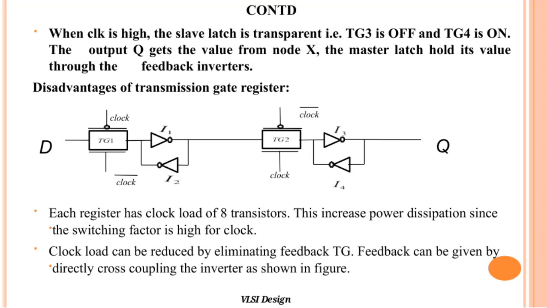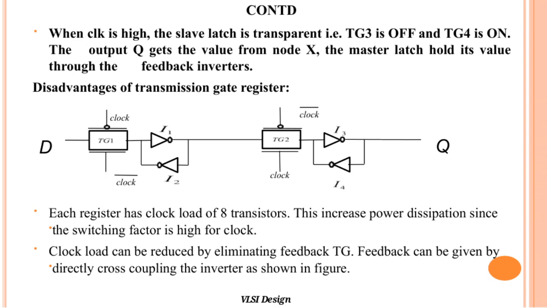When the clock signal is high, the slave latch becomes transparent. This means that TG3 turns off and TG4 turns on, allowing the output Q to take the value from node X. Meanwhile, the master latch maintains its value through feedback inverters, ensuring data stability when the clock is low. Now, one key disadvantage of the transmission gate register is that each register contributes a clock load equivalent to 8 transistors. This can significantly increase power dissipation because the clock switches frequently, and driving these multiple transistors consumes more power.